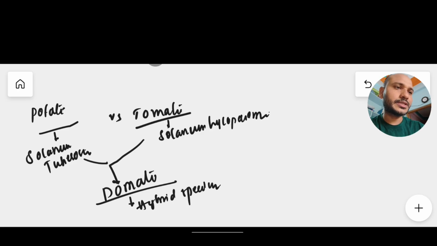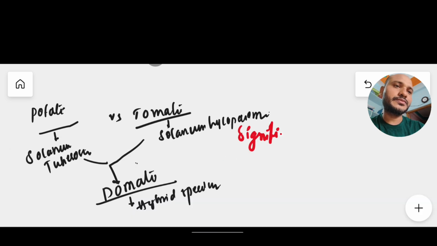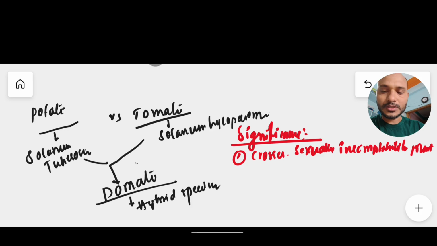So what is the significance of somatic hybridization? First and most important, we can successfully cross sexually incompatible plants. It means that normally plants of different species can't breed with each other via pollination. But by using somatic hybridization, we can get a new hybrid species. That is the most important advantage, crossing sexually incompatible plants.